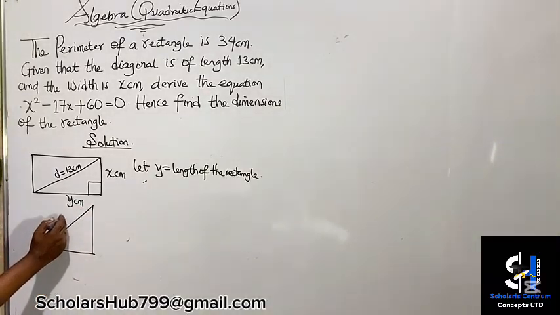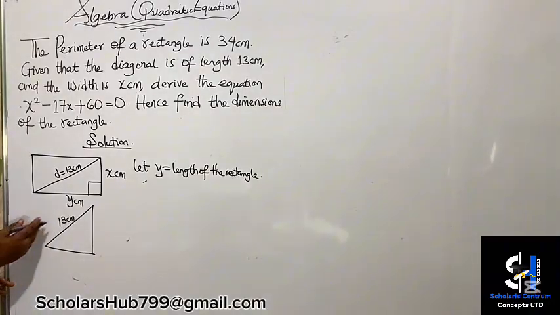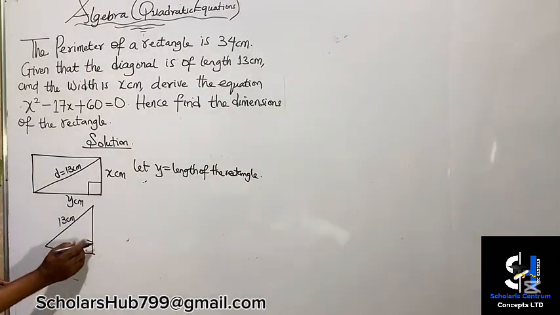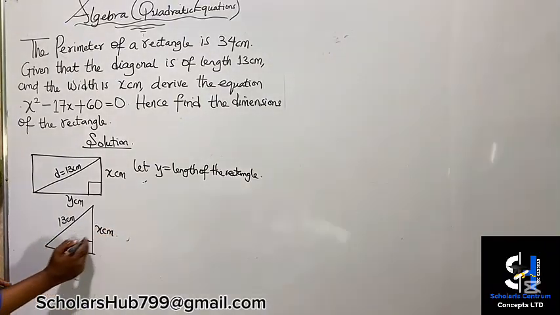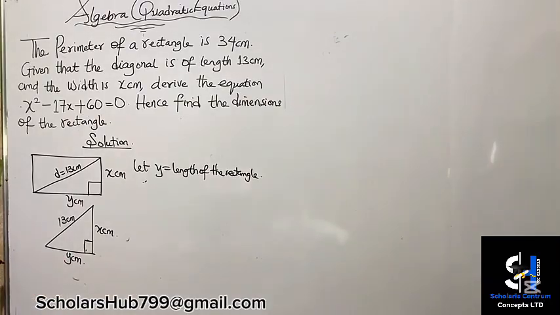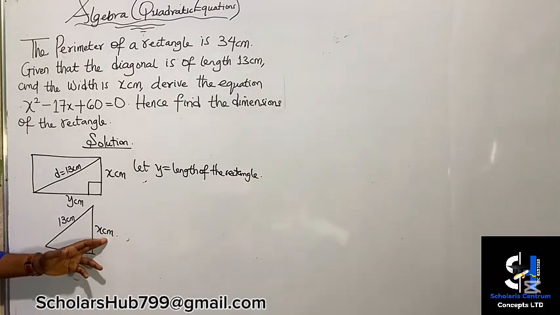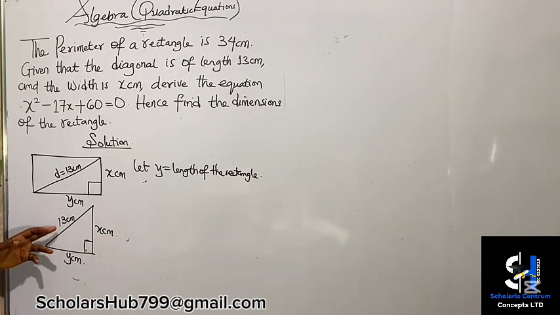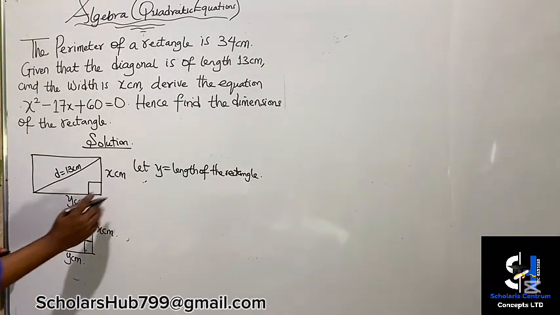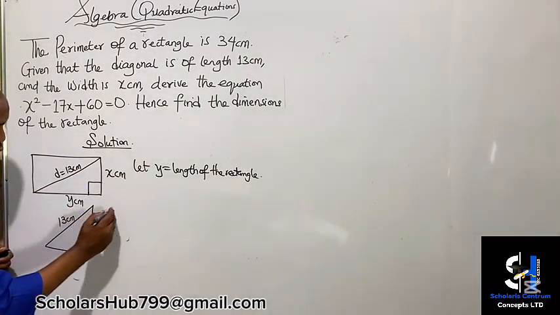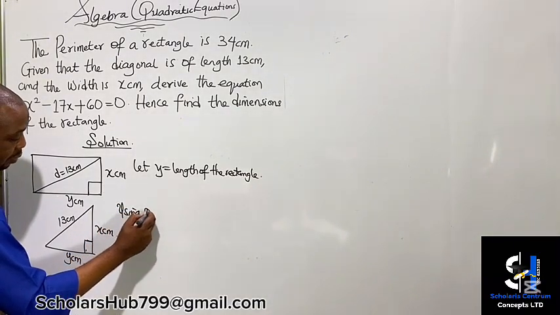Okay, so the longest side of the right triangle is 13 centimeters, and that is the side called the diagonal in this case. Now the two legs of the right triangle: one is x centimeters, and the other is labeled as y centimeters. Now, in this case, we are going to set up an equation connecting x, y, and this value, that is the hypotenuse, the adjacent, and the opposite, using the Pythagoras rule.